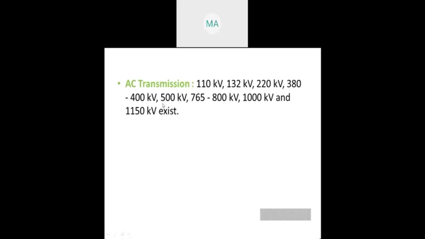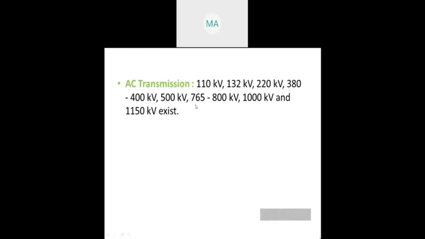So these are the extra high voltage levels. Whatever is above 400 kV is called extra high voltage. HVAC means whatever is above 132 kV up to 400 kV. EHVAC means above 400 kV, so whatever the voltage, that is EHV, extra high voltage AC transmission lines.